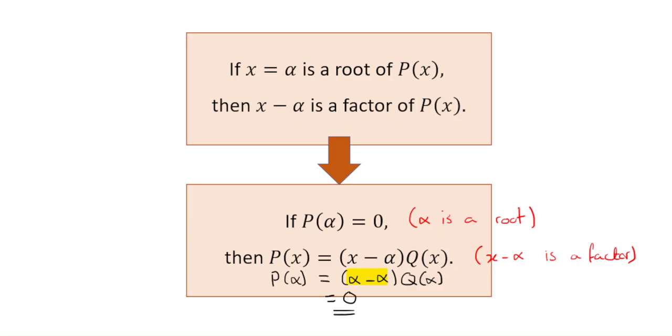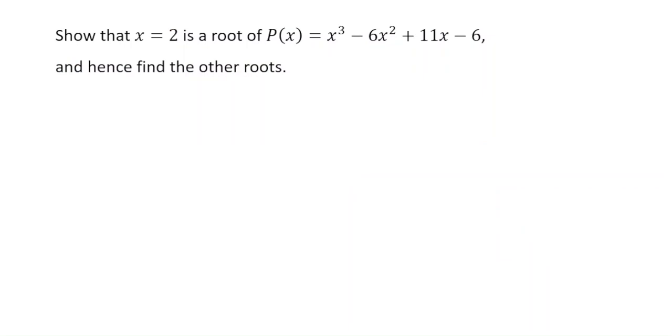Okay, how can we use this information in a question? Let's try to sort this out. Okay, here we got a question. We want to show that x equals 2 is a root of the polynomial x cubed minus 6x squared plus 11x minus 6, and we want to find the other roots. How might we do that?